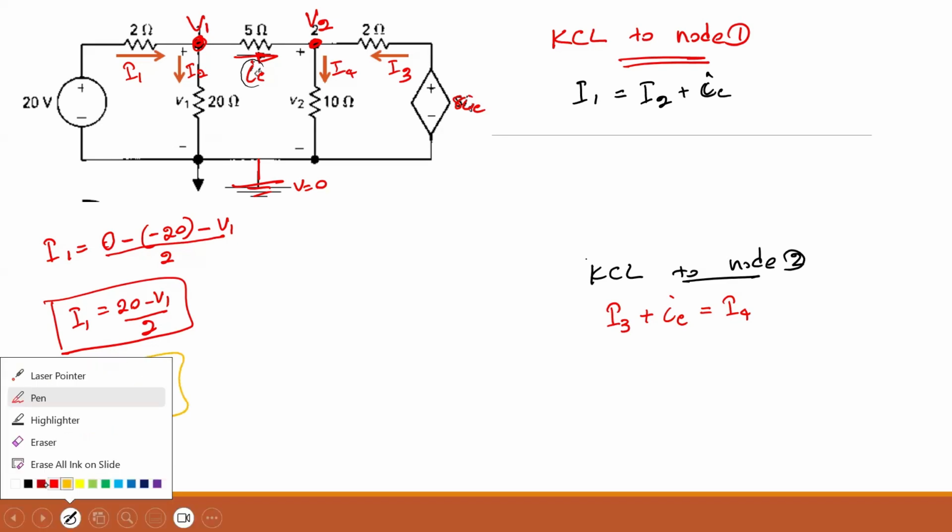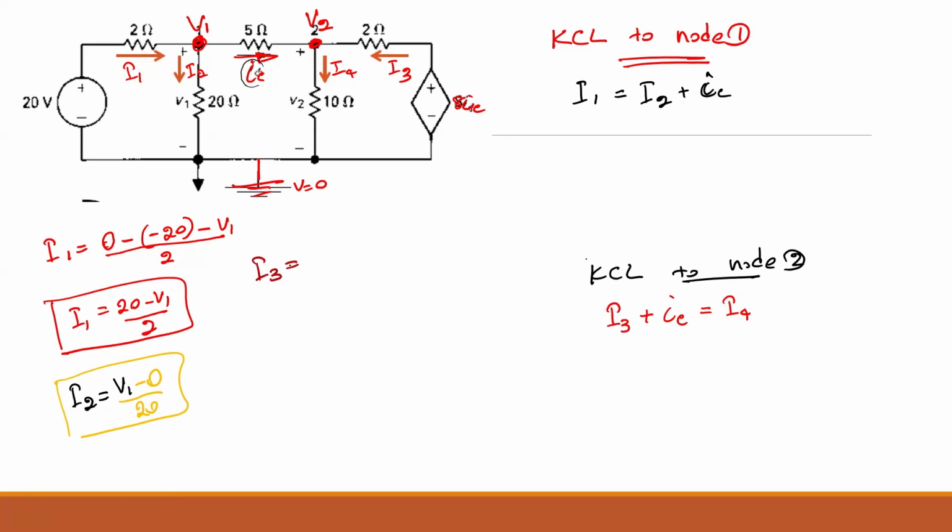I3, starting from where? 0. And then you need to minus. What are you going to minus? It's minus the 8 times the IC. Yes. So here the voltage is depending on the current IC, so that is a dependent source. So you can write this as 8 IC minus V2 over 2 is your I3.